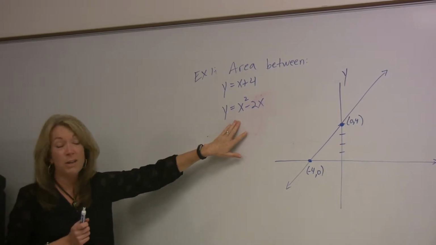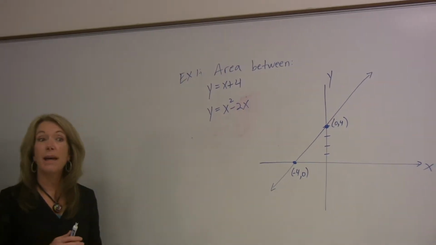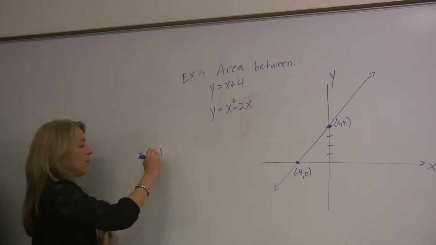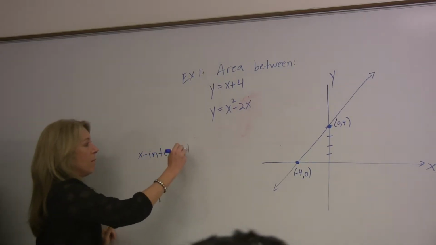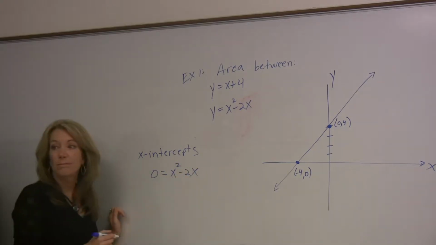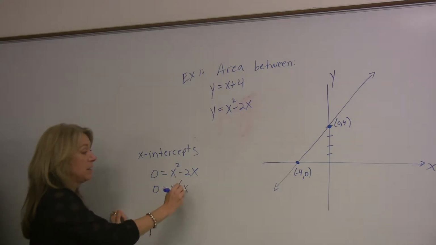And what I do is I take that information, and if I can, I find my intercepts. My x-intercepts are really easy to find. So if I want to find the x-intercepts, I set the y equal to 0. Use my fabulous factoring skills.